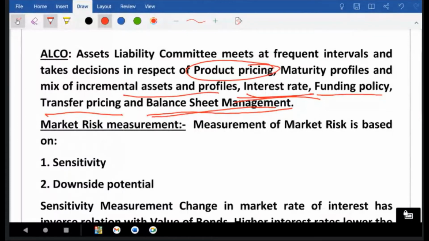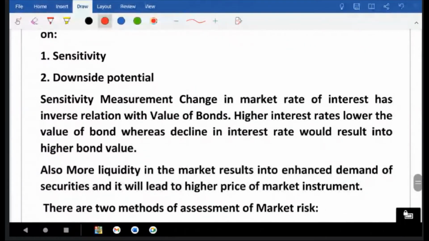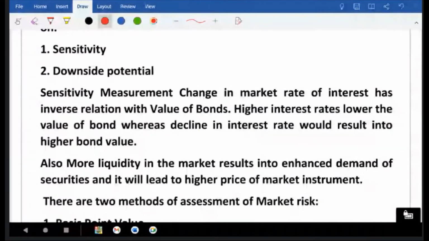Now, how will market risk be measured? So measurement of market risk is based on sensitivity and downside potential. Sensitivity we have already discussed. That means if a 1% change is there, what is the change in that? So this is called sensitivity. And downside potential is nothing but your standard deviation. How much standard deviation is there, and it is on the negative side. That will be the variation from standard deviation. It will take only the negative side.